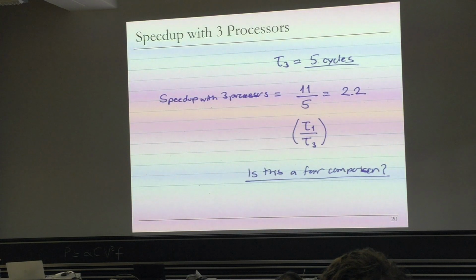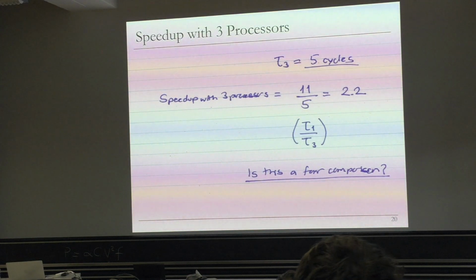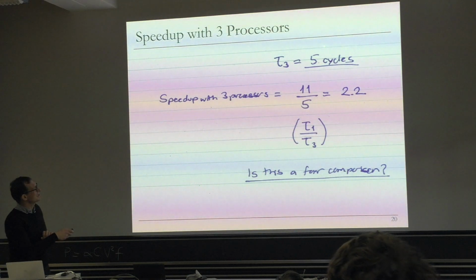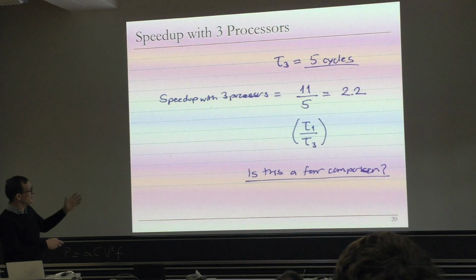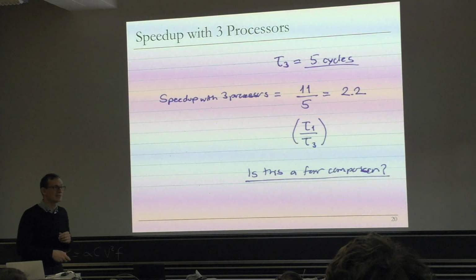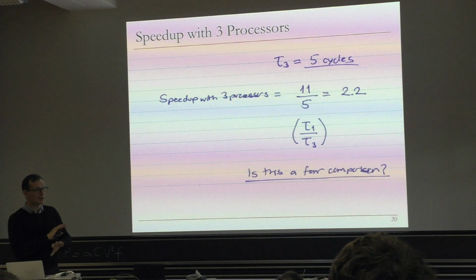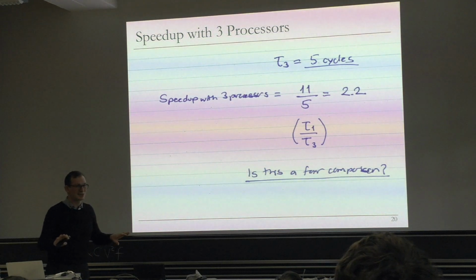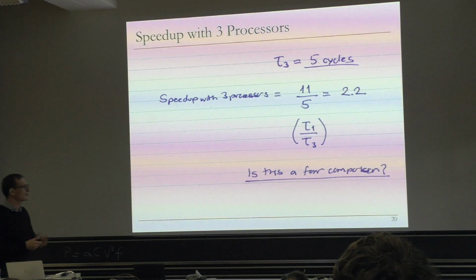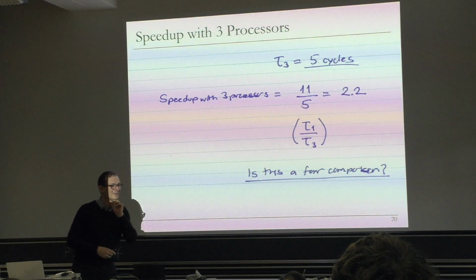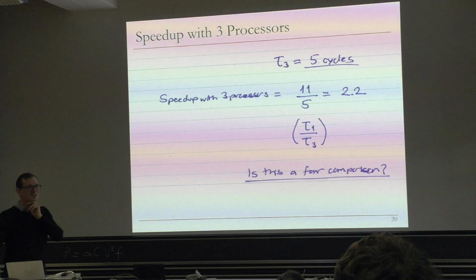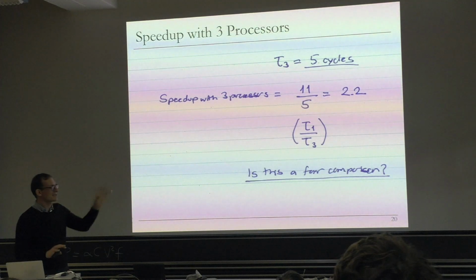Okay, so now you can go and compute the speedup with 3 processors. Even with the assumptions that we made, no communication cost, the 3 processors take 5 cycles, and a single processor takes 11 cycles, and we get 2.2x speedup. Even with all those assumptions, it's still not 3x speedup, because there are dependencies in the computation. Now the question is, is this a fair comparison? Assume that our assumptions are correct. I'm not questioning the assumptions. Assuming all that is correct, is this fair?